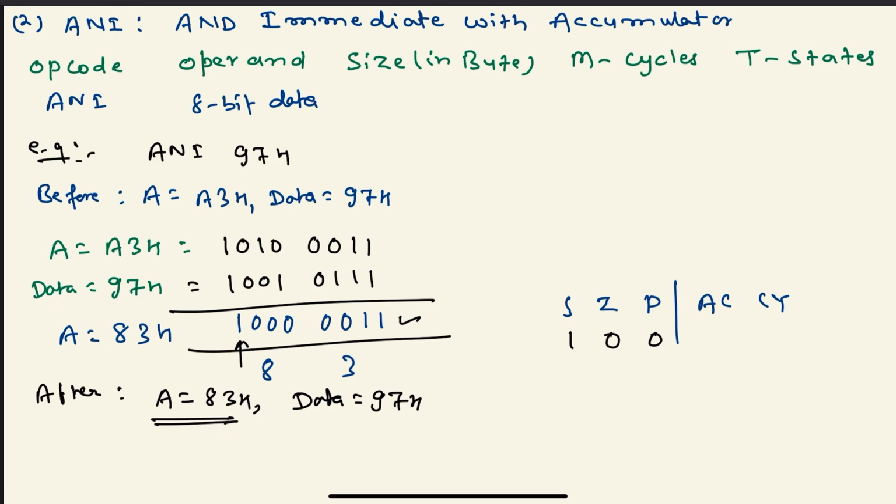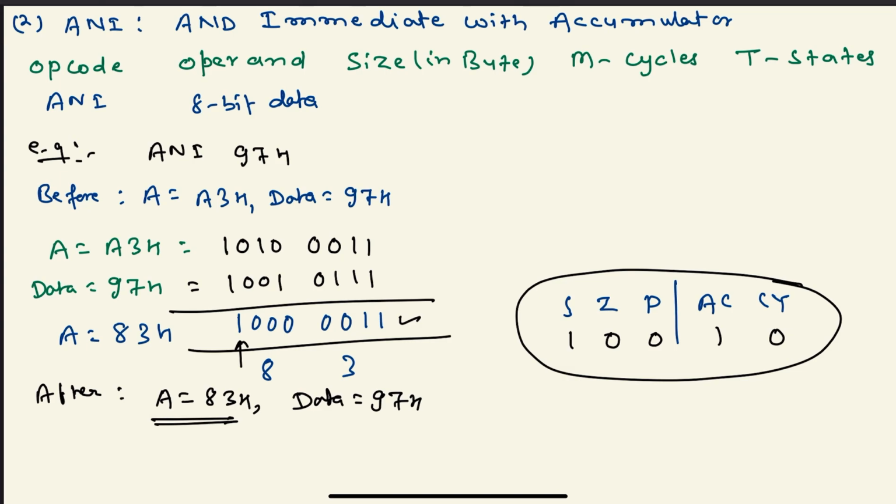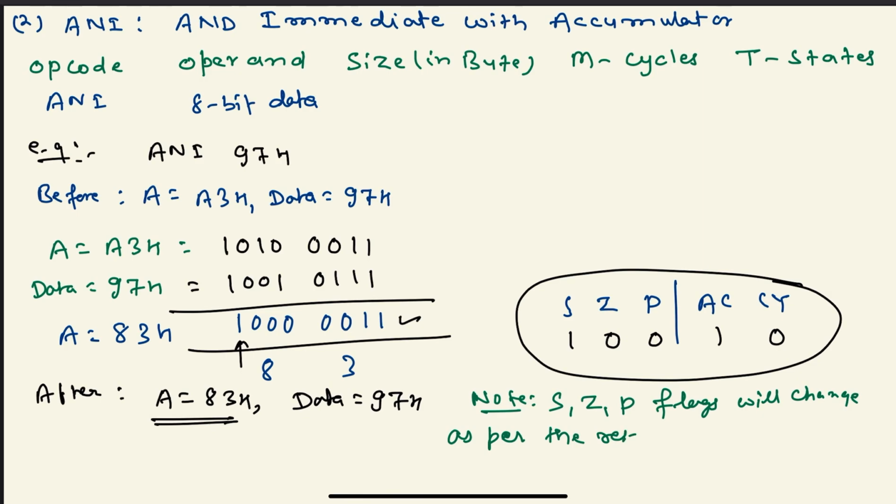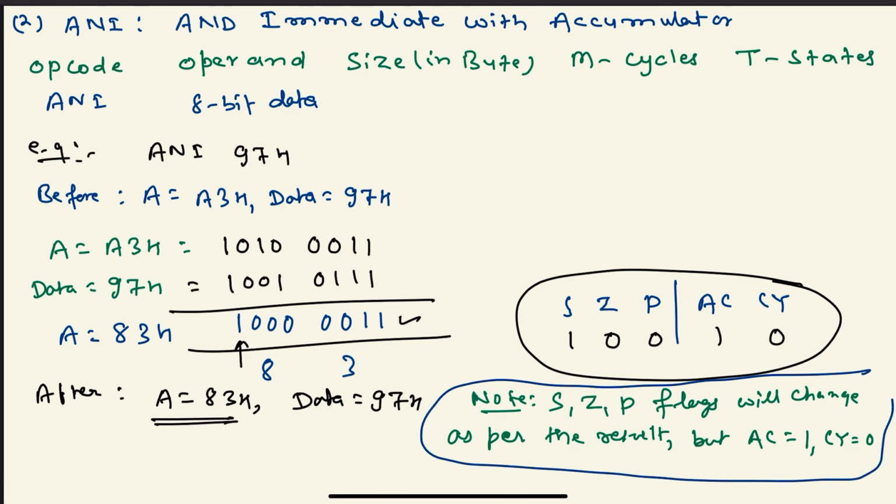As I told previously, the auxiliary carry in this ANDing instruction will always be set, and the carry will be reset. So the carry flag will be reset and the auxiliary carry will be set. This will be the impact over the flags. In the note we can write down that the sign, zero and parity flags will change as per the result, but the auxiliary carry will be set and the carry flag will be reset here. You must take care of these things while using the ANDing instruction ANI.